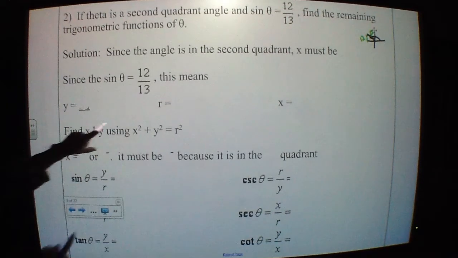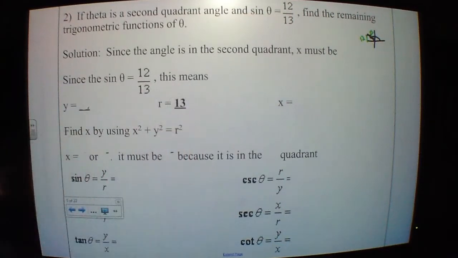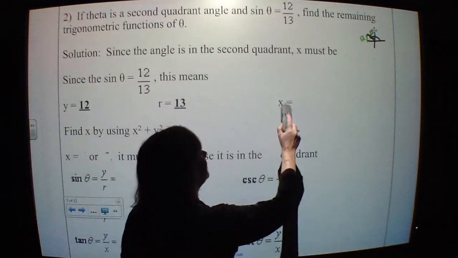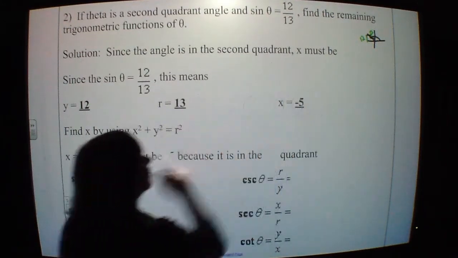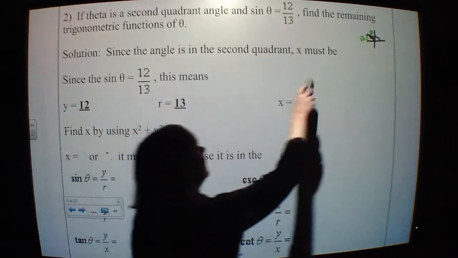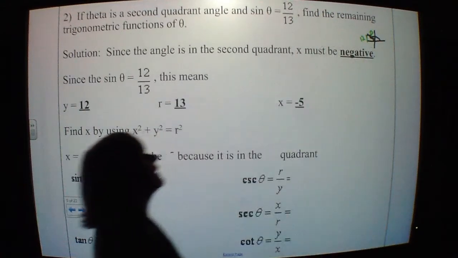So we know r. I already said that's 13. And we know y. And I hope you can solve for x. X squared plus y squared equals r squared. Or you might remember this in a triangle that you memorized. And you would say, oh, that side is 5. But I wrote negative 5. And the reason I wrote negative 5, because I'm in the second quadrant. And in the second quadrant, x is negative. That's what I've written here. Must be negative.